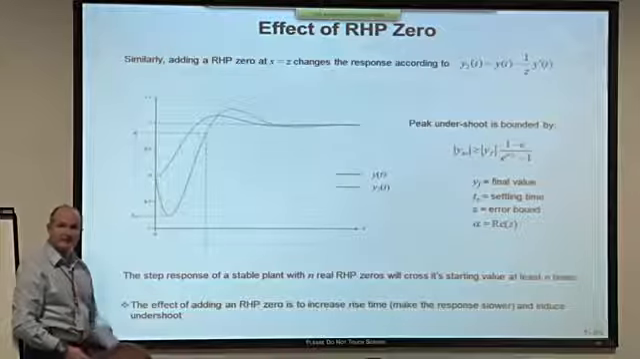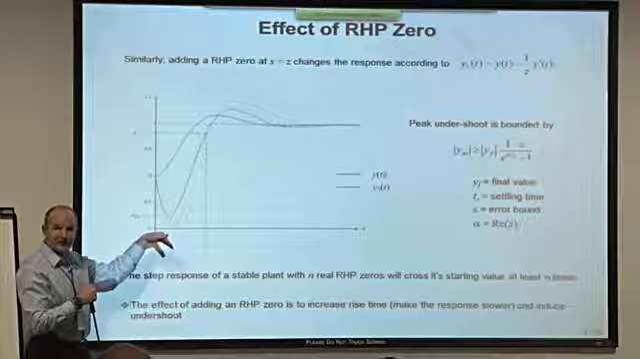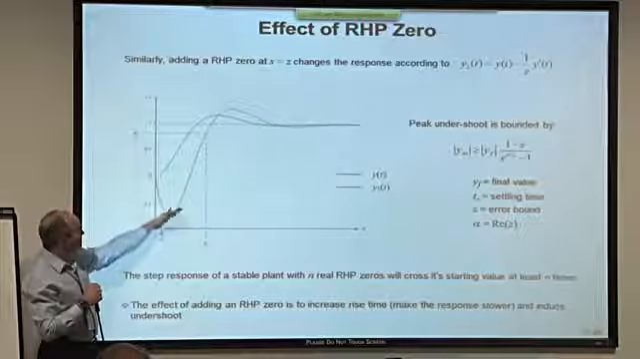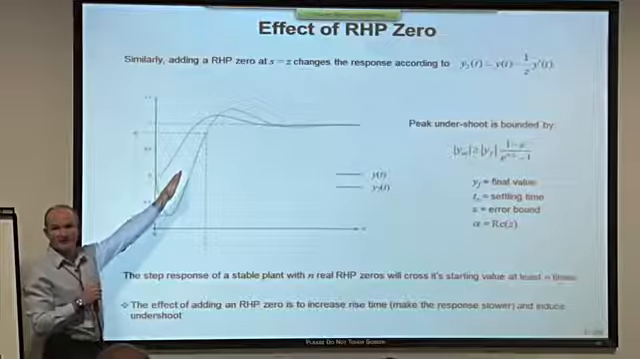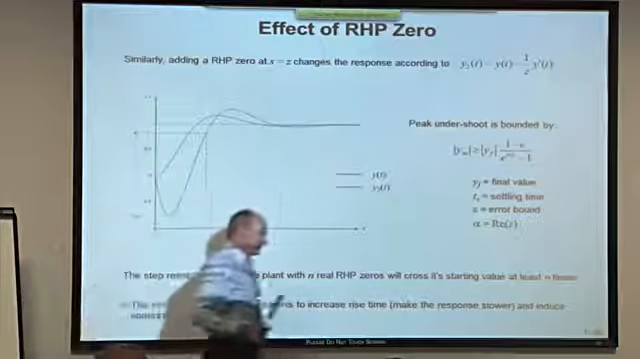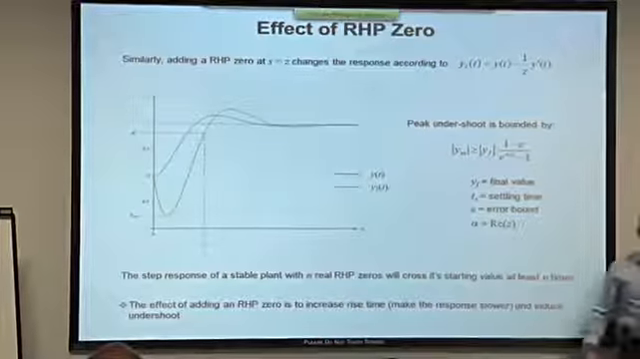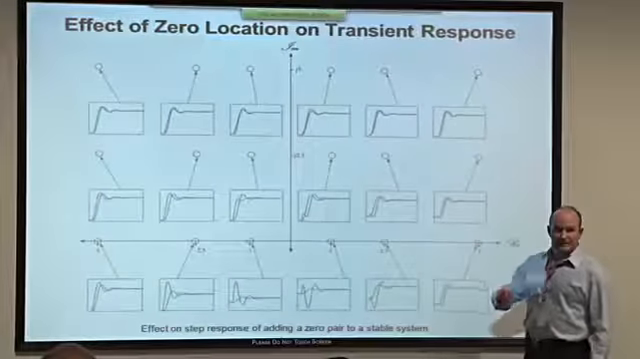So the difference now is that the right half plane zero is going to give us undershoot instead of overshoot, and the rise time is longer because we've got to go down before we can recover. The opposite of the left half plane zero. Now, I wanted to explain these in a conceptual way, and what I did was I drew this plot. Let me explain it.